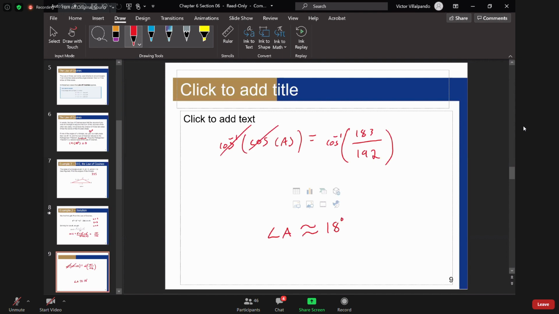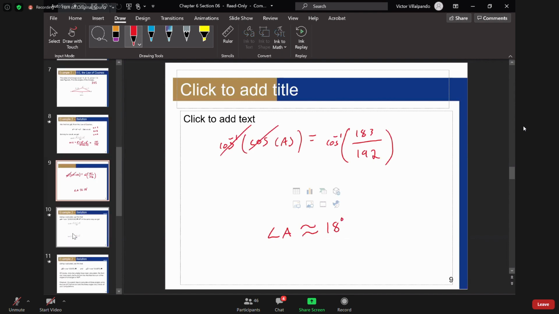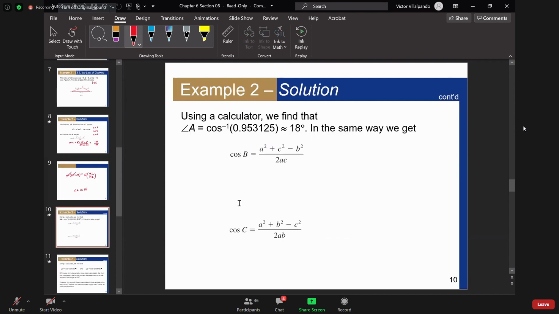Then similarly, let's do the same thing. Rinse, lather, repeat. It's great that they gave us the formulas already for the next two angles. Here we have cosine of B, cosine of C. Remember, you would have to do cosine inverse at the very end. So let's plug in. Here it's going to be 5 squared plus.